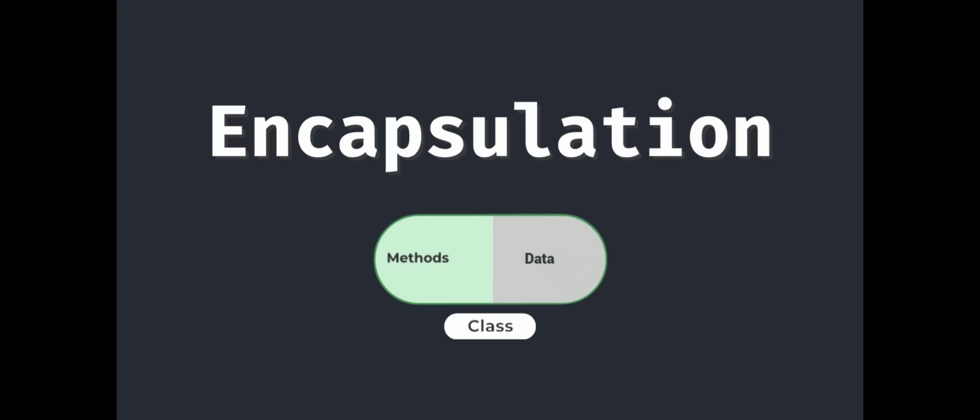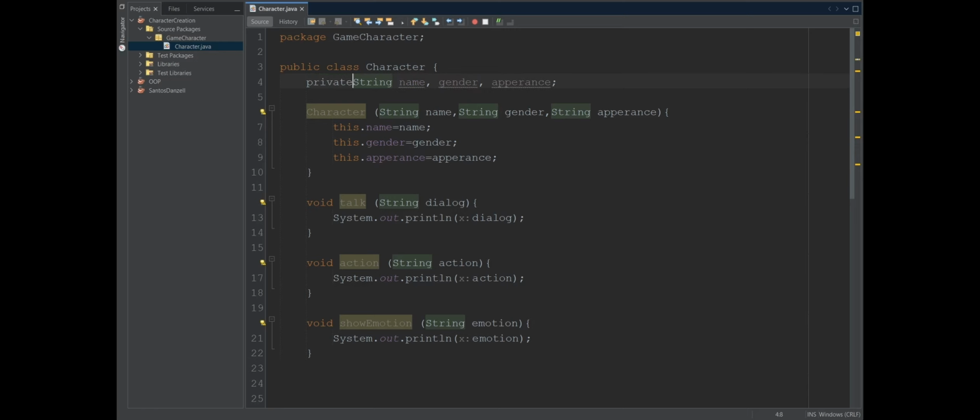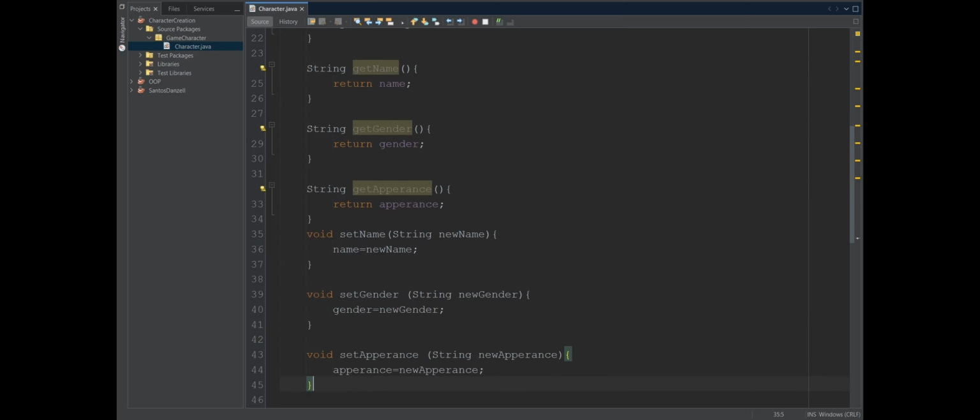Now, to protect our data from script kiddies, OOP has a concept of encapsulation. It restricts direct access to an object's fields and uses methods to control how data is accessed or changed. We achieve this by setting our fields private and having getter and setter methods.